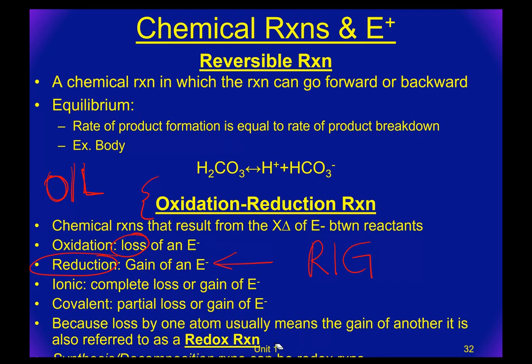Now, something else that's kind of interesting, most of the time we call these redox reactions. We don't really refer to them as oxidation only or reduction only, because if you've got one, you tend to have the other. It's not necessarily stable just to have one. So if you have one, you have the other, so they kind of go together. So when chemists talk about these types of reactions, we just refer to them as redox reactions. Synthesis and decomposition reactions can be redox reactions, just so you're aware.